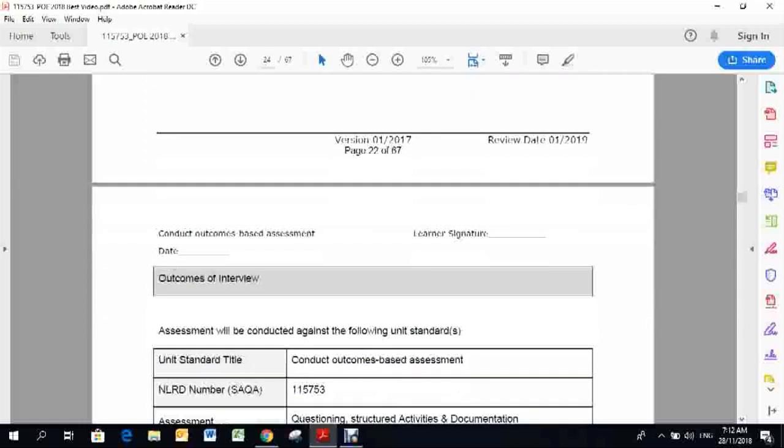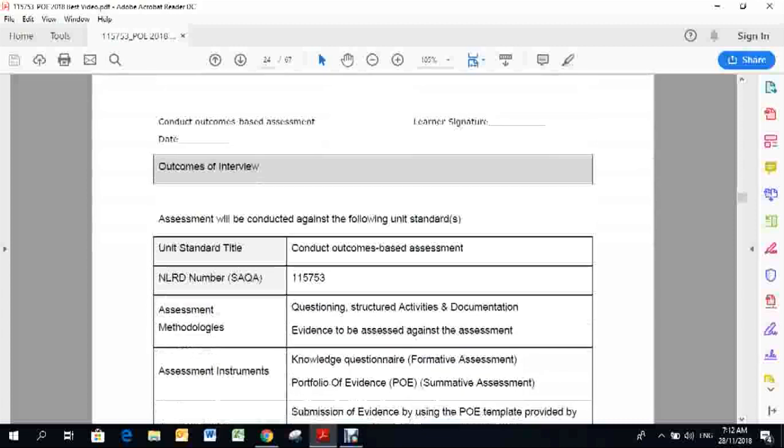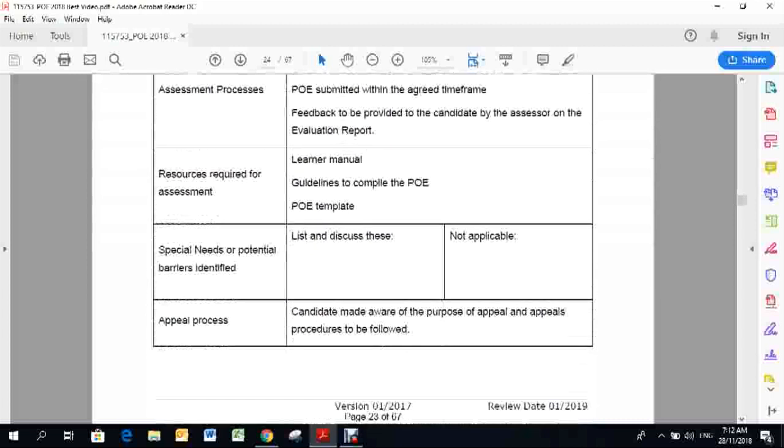We carry on to page 23, where we are mainly concentrating on the special needs or potential barriers. So you're looking at if you have a disability or a special need. And special needs, we're looking at illiteracy, language, blind, all those disabilities that can affect you to complete the portfolio. So you need to list them here. If you can't do that, then you need to indicate that it's not applicable.